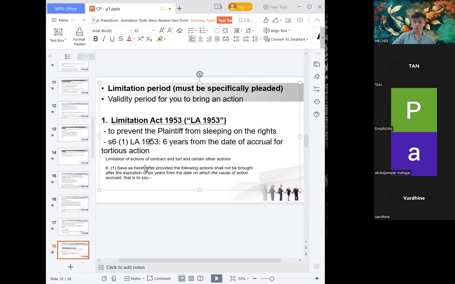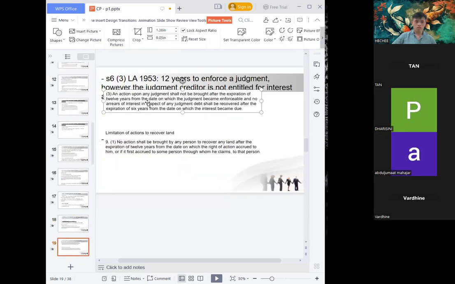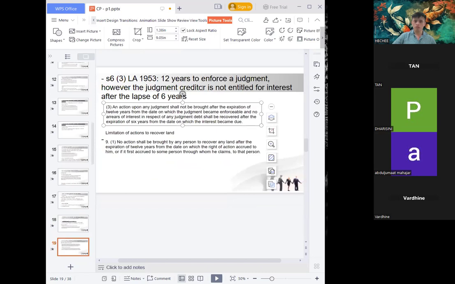You might be quite often using the CLA when you are preparing your tort paper under the general paper. So the same logic applies here. When you see the Limitation Act, for tortious action, like a motor vehicle accident or breach of contract, it is 6 years from the date of accrual. And then another one is the enforcement of a judgment.